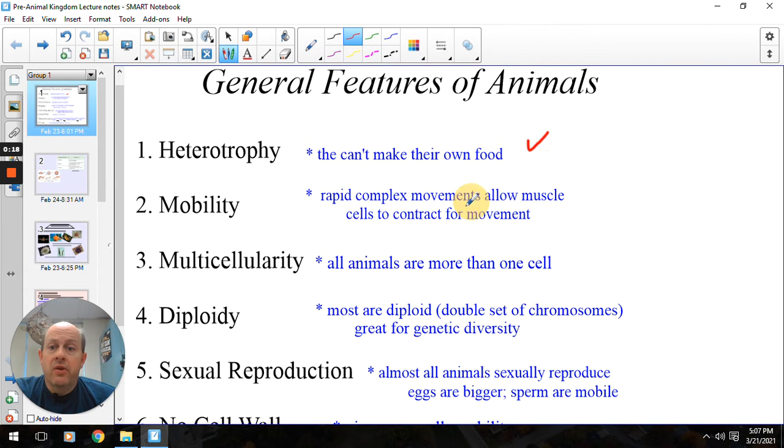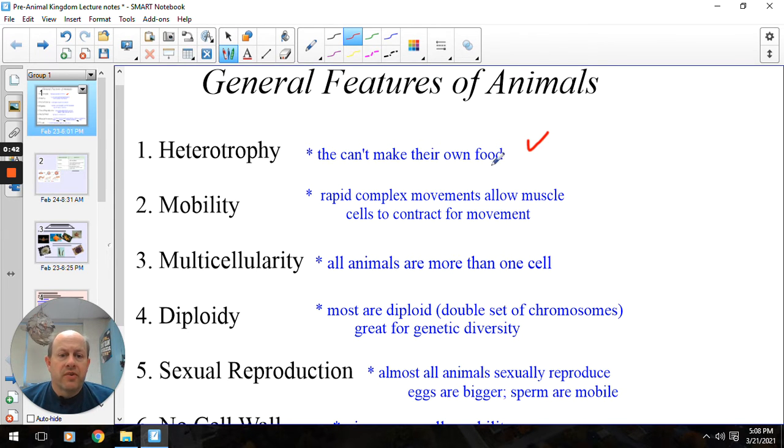Number one, they are heterotrophic. So a lot like fungus, they cannot make their own food. They have to get their food from somewhere. Plant kingdom, a little different. They can make their own food, but animals cannot. Now, there will be a few exceptions, like a coral reef, where there might be animals that work symbiotically with either protists or plants, but for the most part, that would be an exception to the rule.